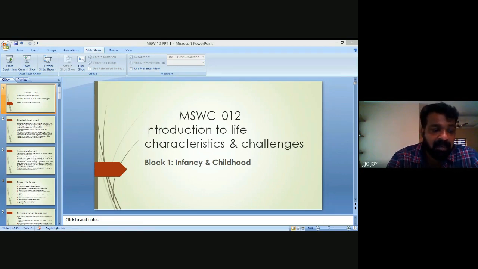Industry versus inferiority. From age 6 years to puberty, the children begin to develop a sense of pride in their accomplishments. So they will be having good confidence: I have accomplished these many things. They'll have their own confidence. So they initiate a lot of projects, they see them through to completion, and feel good about what they have achieved. They are very privileged and proud of what they have achieved.